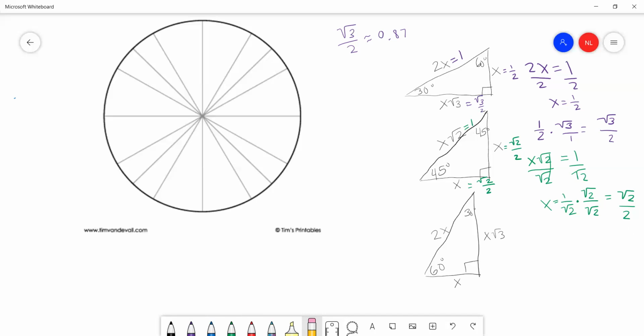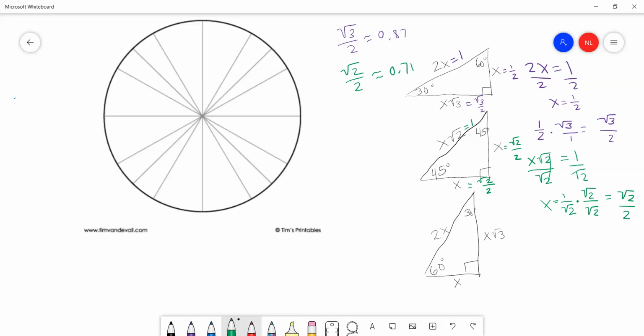And just for reference as well, I'll write this up here. Rad 2 over 2, if you plug that into the calculator, you get about 0.71. But it can help you estimate: if this was 1, this would be about 0.7, and this would be about 0.7.